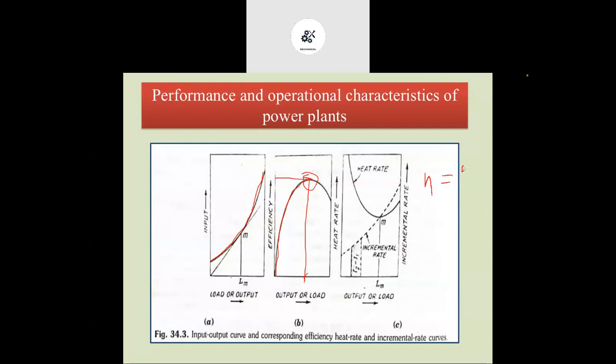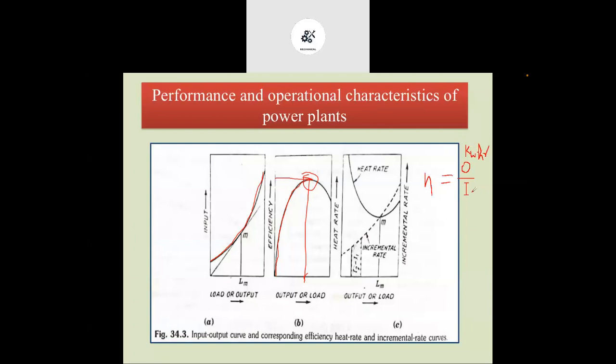Okay, so that variation is given by the second graph, and the third graph is related to the heat rate versus input, or the load curve. Now first of all, what is meant by heat rate? We know efficiency means output upon input, right? It is the output upon input, meaning this much output we will get for this much input.